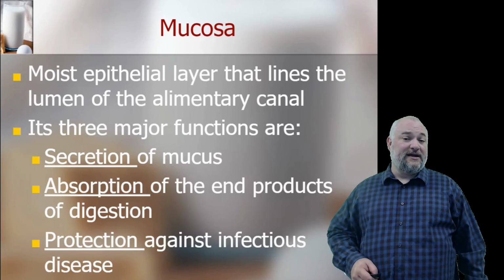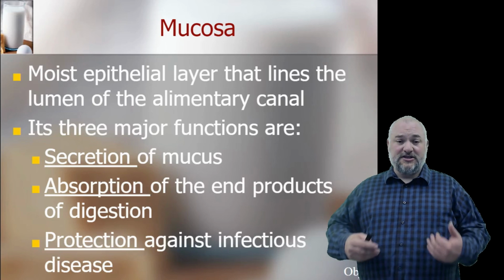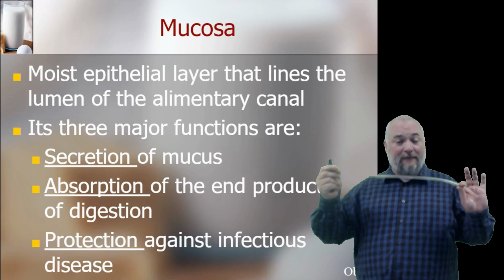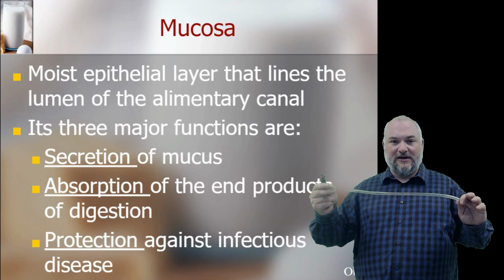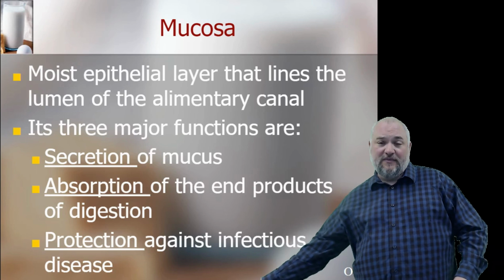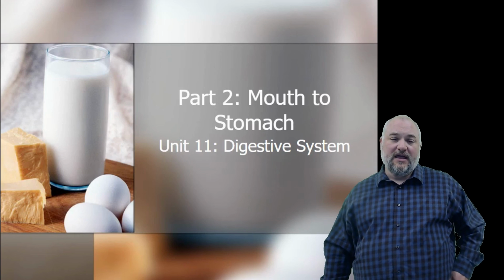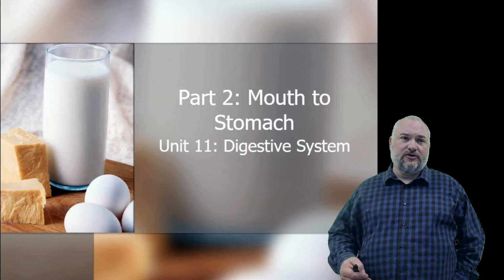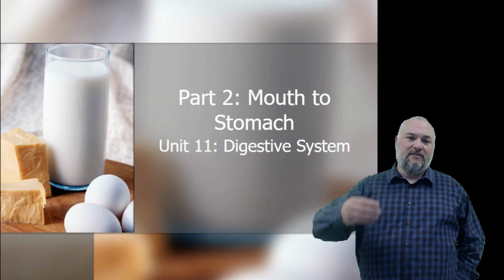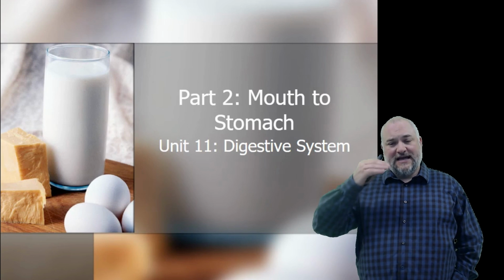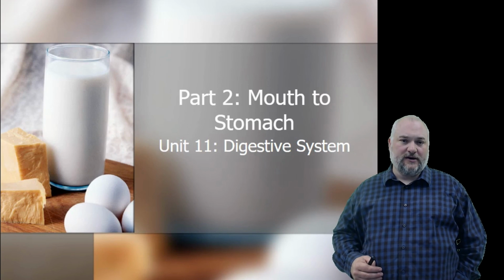And it needs to protect against infectious disease. Since it's exposed to the outside world, remember sending the rope through this thing before, we need to make sure that infections don't get into our bloodstream from the digestive system. So all that happens at the mucosa. That'll do it for this part. From here onwards, we're going to look at the system organ by organ as we move through it and see what's happening in each of those individual parts.